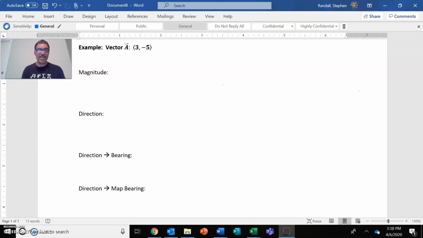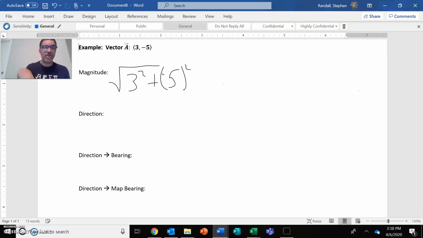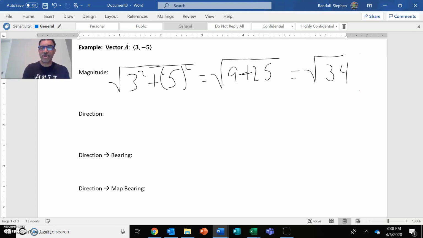So first, with the magnitude, if we have a vector 3, -5, in order to find the magnitude, we have to take the square root of 3 squared plus -5 squared, which equals the square root of 9 plus 25, which equals the square root of 34. So that is our magnitude. Okay, that's easy enough. To find the direction, we have to draw it.